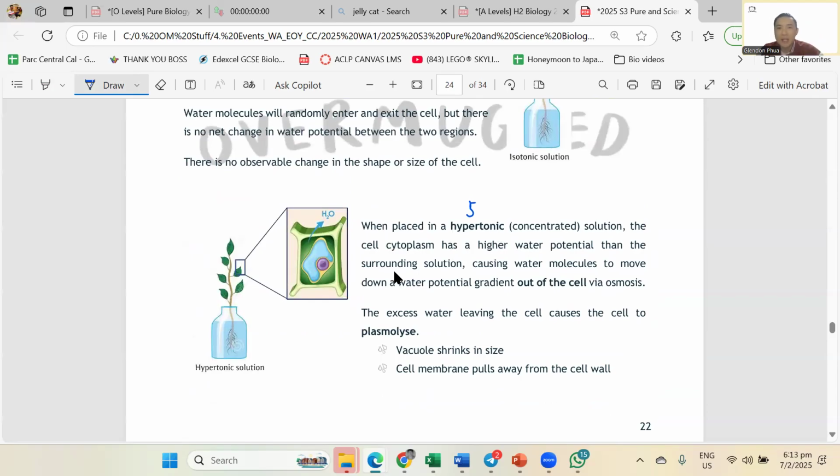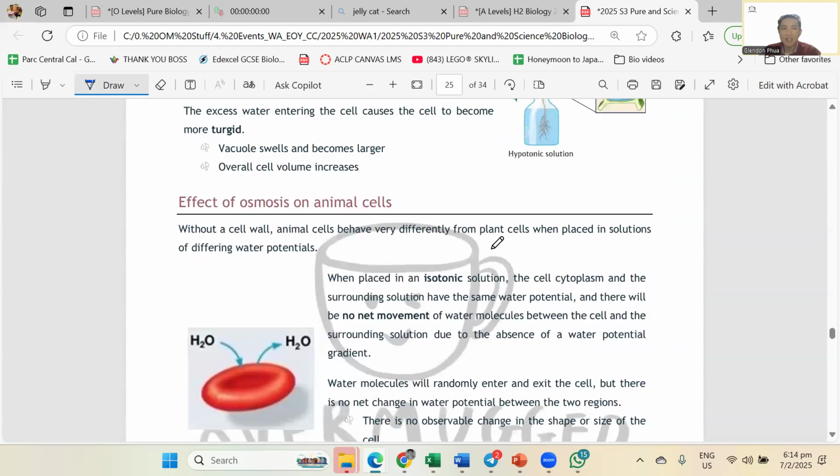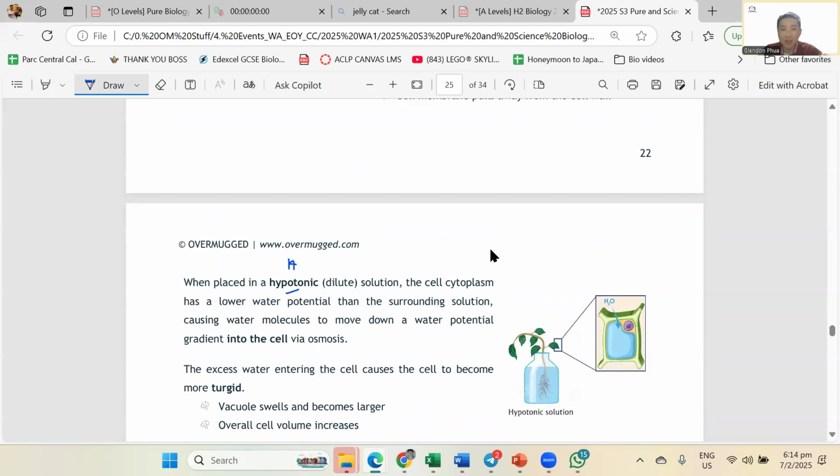Okay. So if it's a hypertonic solution, it's lower, it's more concentrated. Because why? Hypertonic means the water potential, so 5 is lower, it has a lower water potential. Then if you don't believe, we check the other way. Now if I put it in a hypotonic solution, here is higher. Higher, right? Higher water potential. Oh, higher water potential in the solution, my cytoplasm has a lower water potential. Oh my God, it checks out.